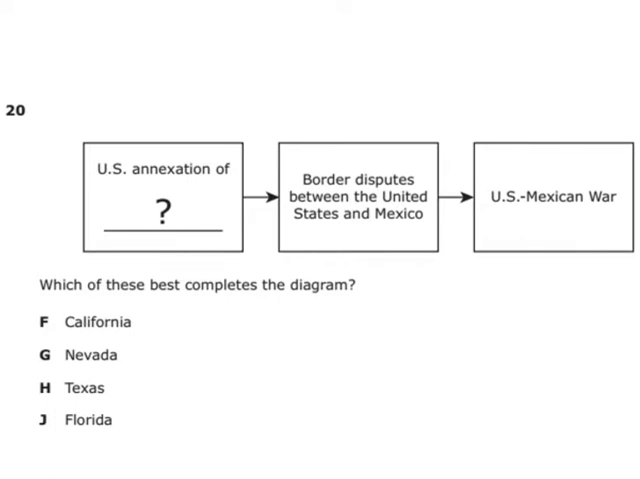U.S. annexation of blank. Arrow pointing to border disputes between the United States and Mexico, and then U.S.-Mexican War. Which of these best completes the diagram? Well, U.S. annexed, which just means we took it as our own. We brought it into the United States. So Texas became a state. And remember I said that then there were these border disputes between Texas and Mexico, and this led to the U.S.-Mexican War.